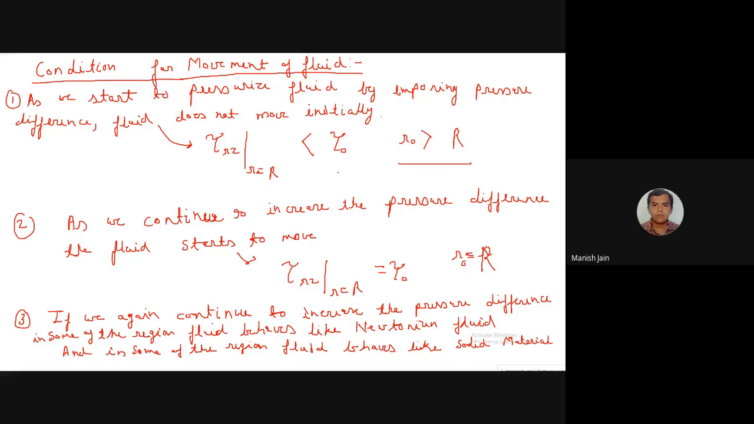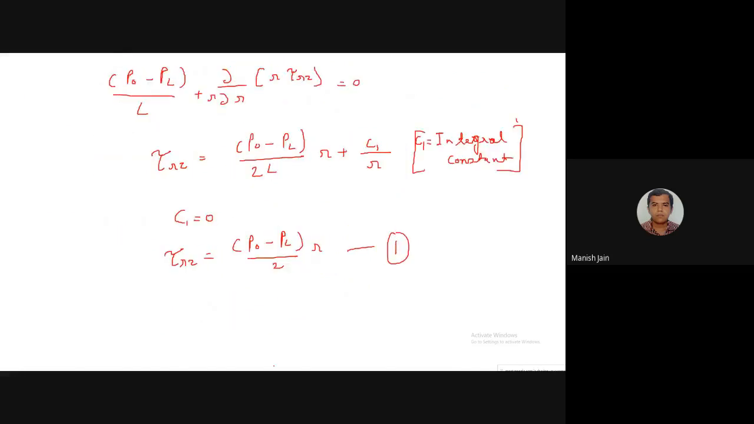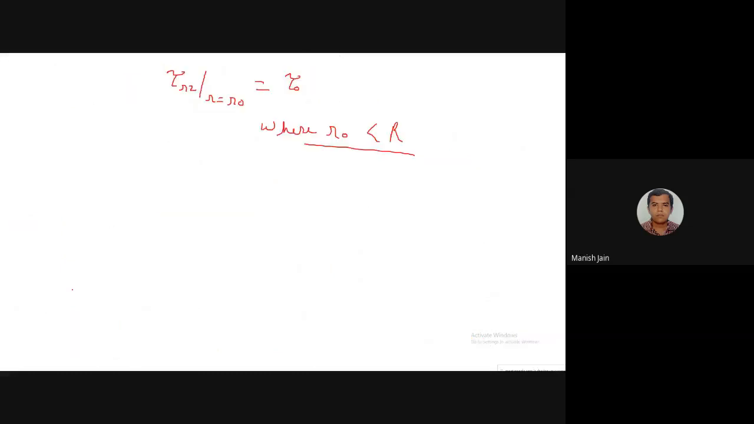So again, coming to the original equation, equation number 1, that is tau rz equal to (p naught minus pL) by 2L multiplied by r. That equation we have developed from the equation of motion. So from equation 1 we know that tau rz equal to p naught minus pL divided by 2L multiplied by r. Okay, so this is equation number 1.